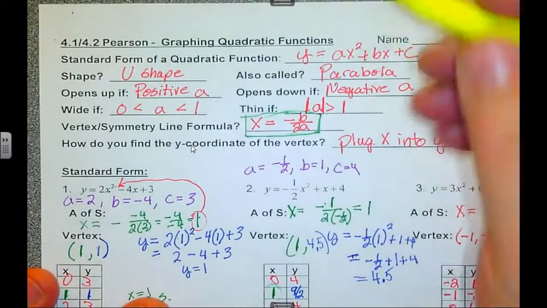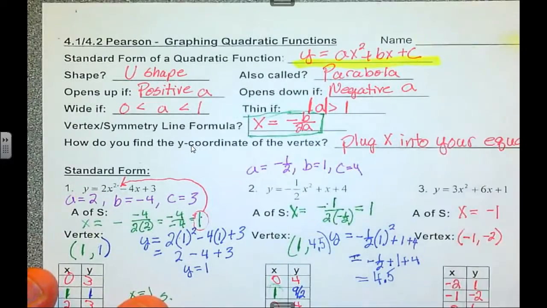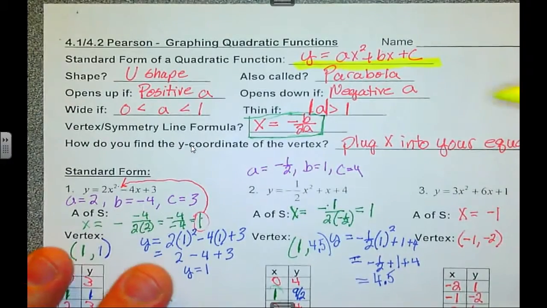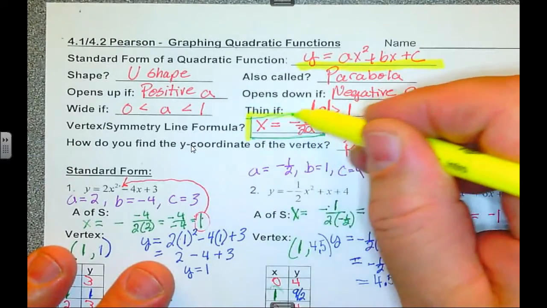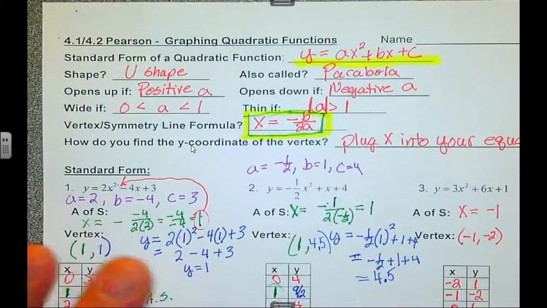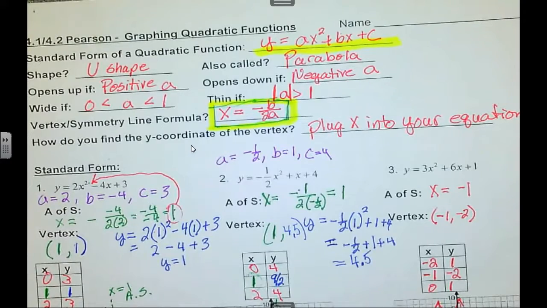Okay, our standard form was f of x or y equals ax squared plus bx plus c. And our axis of symmetry, or our x coordinate, we had a formula. It was negative b divided by 2a. So it was a lot of work to get our x value for the vertex, right?